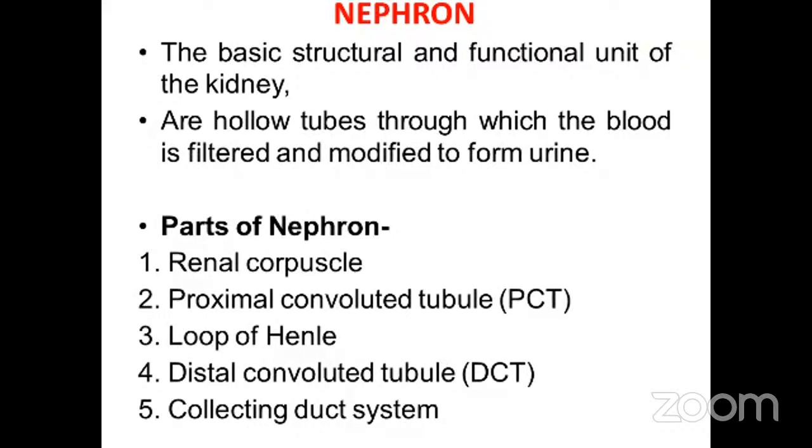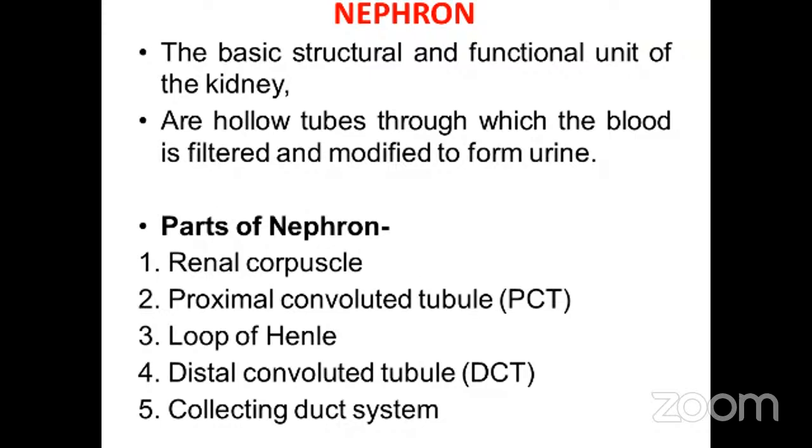So, what is the nephron? Nephrons are the basic structural and functional units of the kidney. There are millions of nephrons present in each kidney. They are hollow tubes, and because there is ultrafiltration, a filtration of the blood, and formation of urine, modified changes occur and they convert into urine.